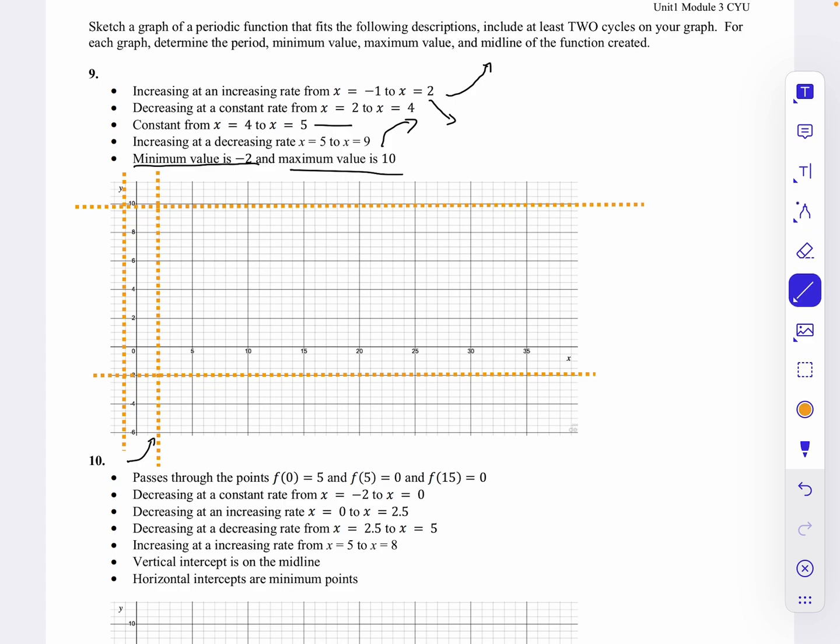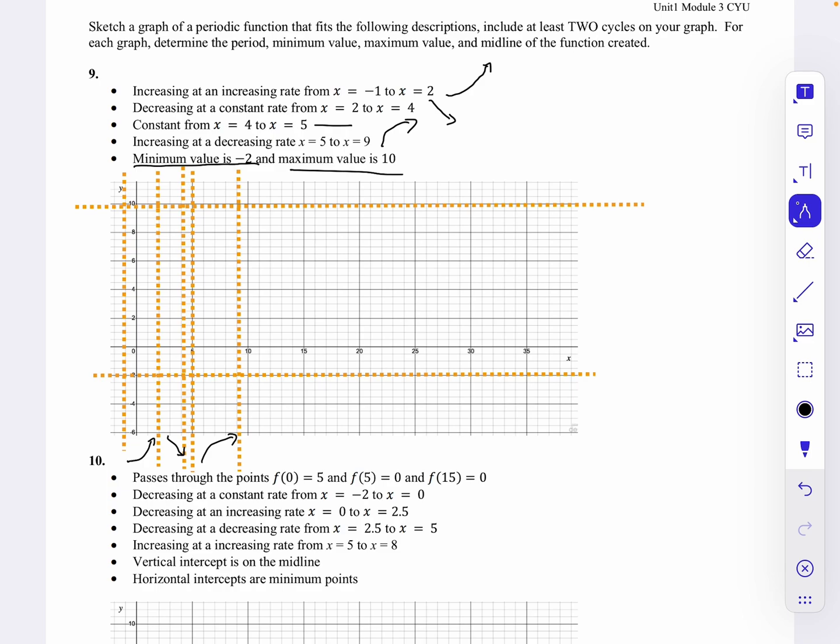Okay, then we go from 2 to 4. And this time we are decreasing at a constant rate. And then 4 to 5, super teeny spot, we're constant. And then from 5 to 9, we're going to be increasing at a decreasing rate. So something like that.